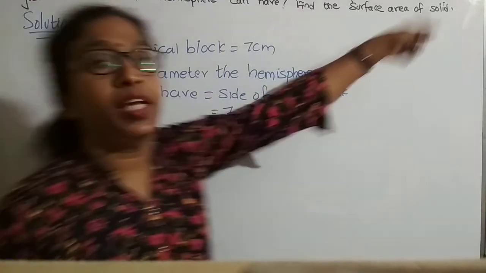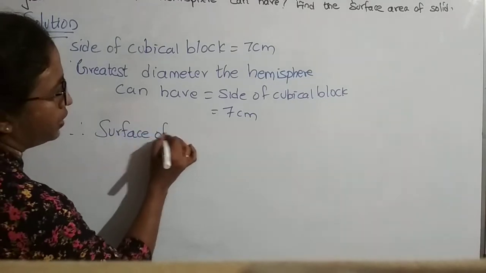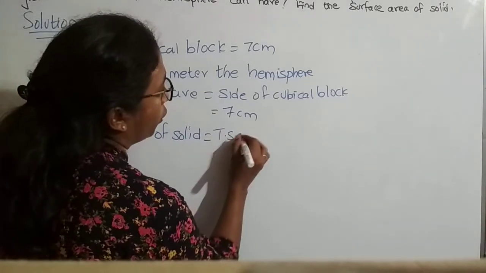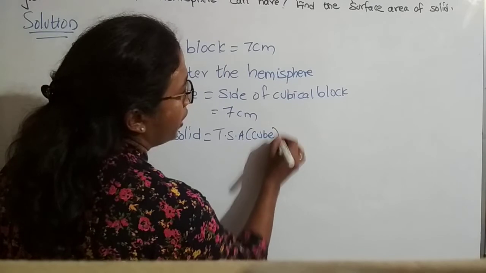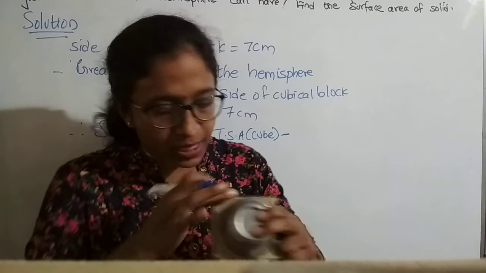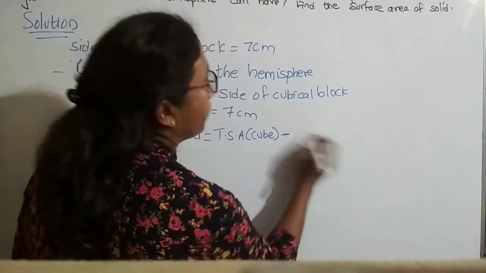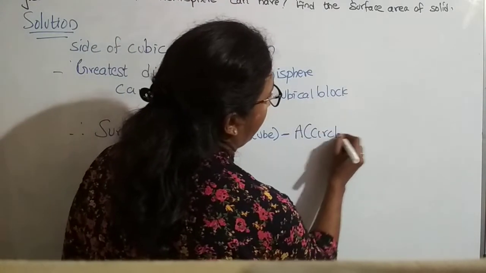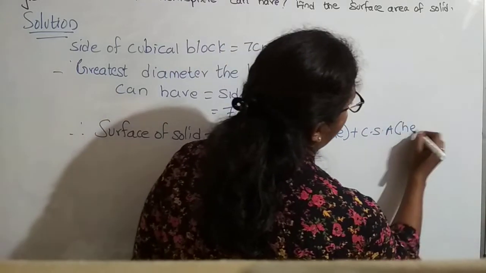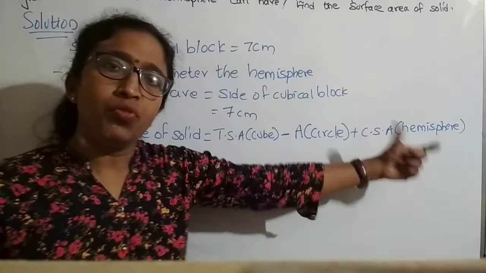We have to find the surface area of the solid. Therefore, surface area of solid is nothing but, as I said, first we'll consider the TSA of the cube. We need to subtract this pi r square, because this circle has not been painted. So minus the area of circle we are subtracting, and we are adding the CSA of the hemisphere. So this is the formula, right?